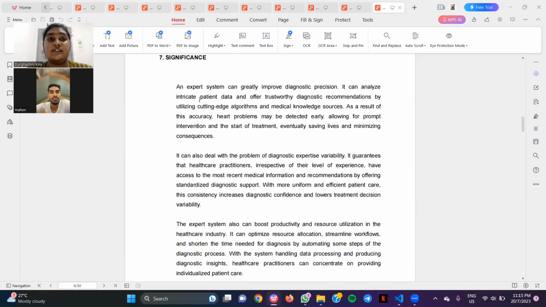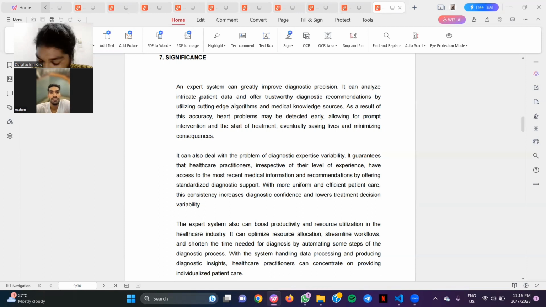And next, about the significance of the project, the expert system brings great improvement in diagnosis precision. It can analyze the patient's data and offer trustworthy diagnosis recommendations by utilizing cutting-edge algorithms and medical knowledge sources.